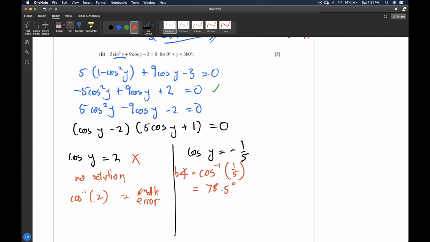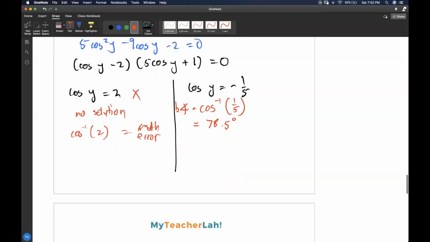Now you must understand that it's not always the case that the basic angle will be part of your final answer. I think this question will be one of those questions where the basic angle is not the final answer. It's a common error that students usually make. So let me show you what I mean by that. Let me draw the quadrant. Okay, so cos is actually negative here, right?